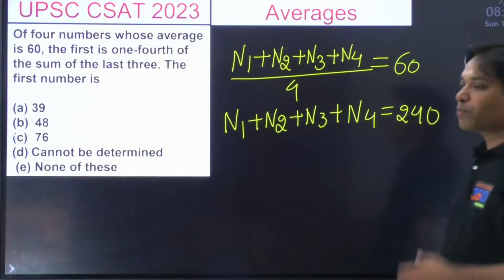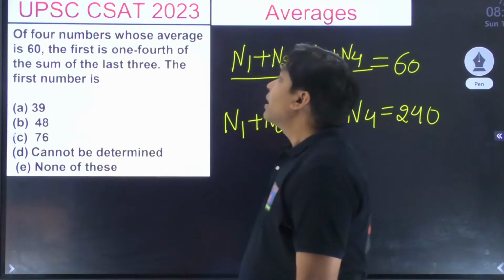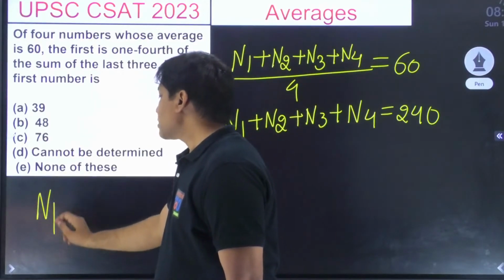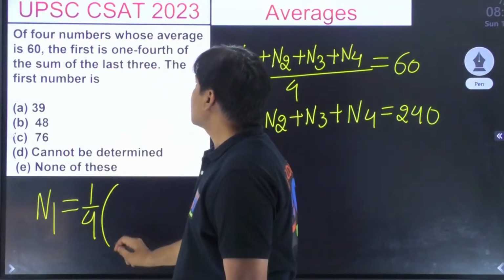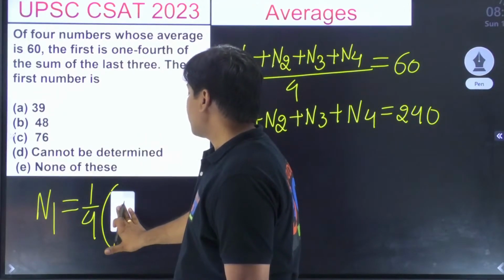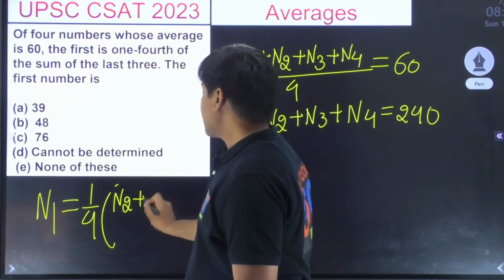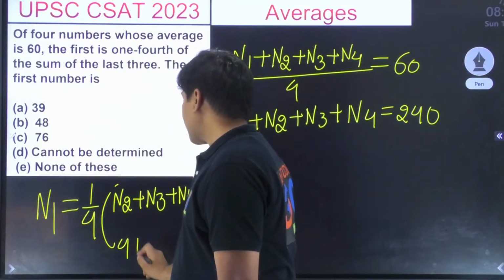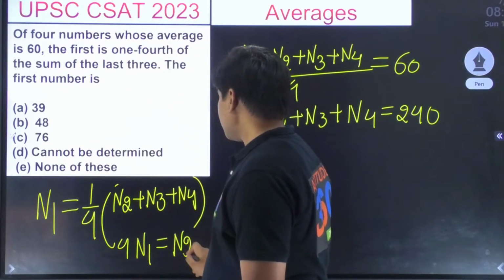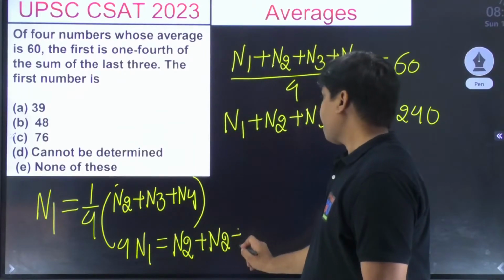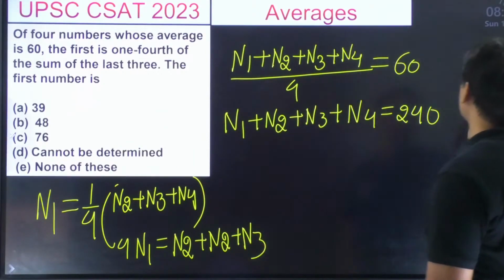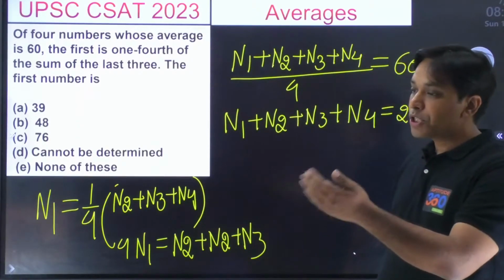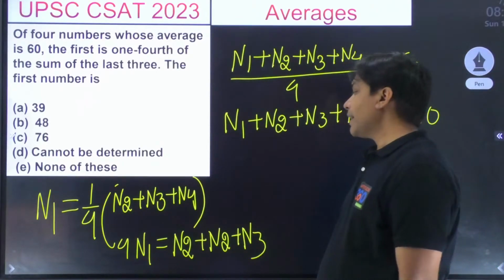Shivam is getting the answer of this problem. Who else is getting the answer? The first one is 1/4, so number 1 is equal to 1/4 of n2 plus n3 plus n4, and if we simplify, 4 times of n1 equals n2 plus n3 plus n4. So Shivam, Rohan, you guys are getting the right answer.